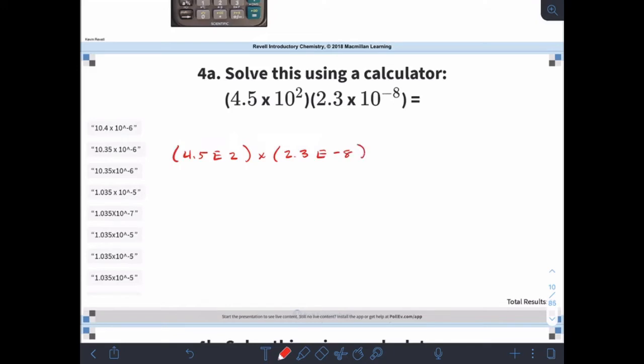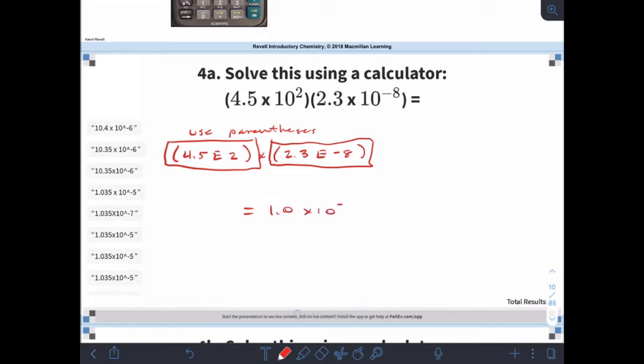You want to make sure to use the actual negative sign, not the subtraction button. You also want to make sure to use parentheses, because your calculator needs to know that this is one whole number and this is one whole number. If you don't use your parentheses, the calculator just sort of runs through it like a sentence, and we don't want it to do that. If you've entered this information correctly, you should get an answer that is 1.0 times 10 to the minus 5.